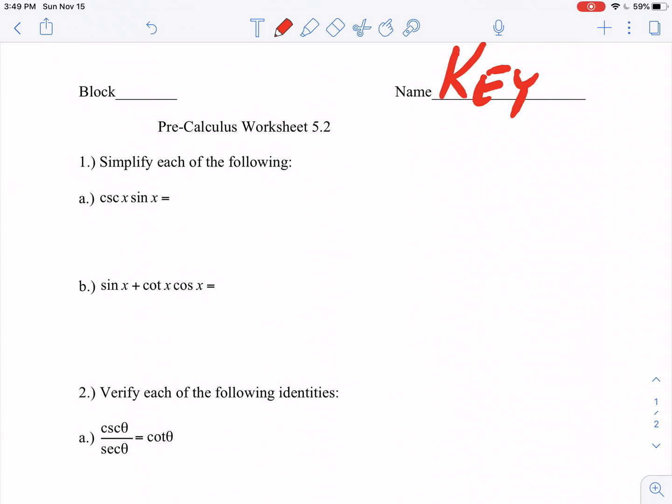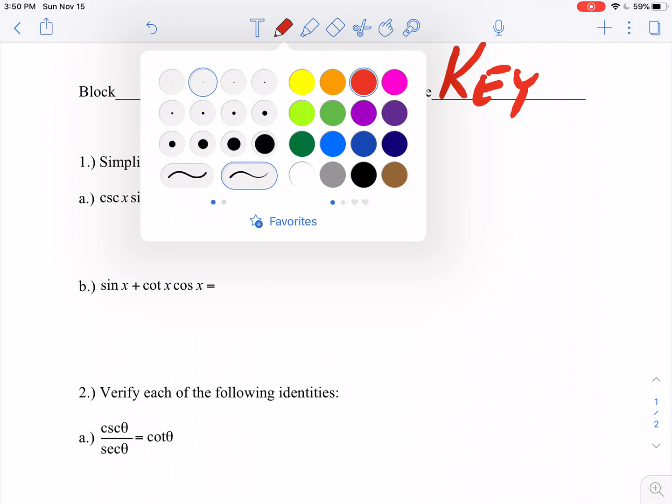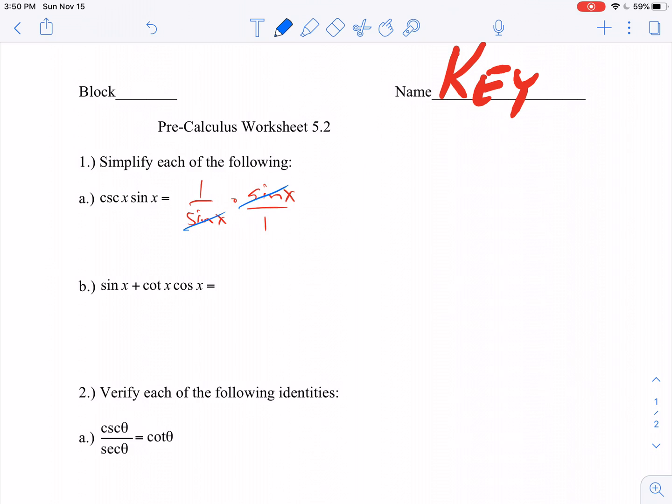Okay, so the 5.2 worksheet, just a few examples here, and I'll just record my answer, and then you can see how you did. So for the first one, I have the cosecant of x, which can be written as 1 over the sine of x. And since sine of x is already there, you could write it over 1 if you want. You don't have to. But the key here would be there's a sine on top and on the bottom, so you're left with just 1 over 1, or 1.